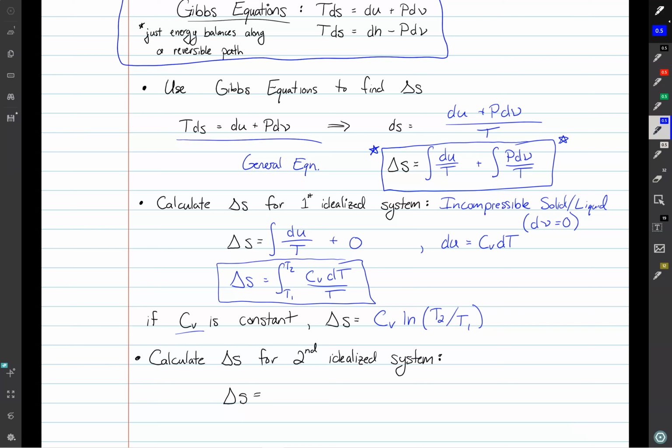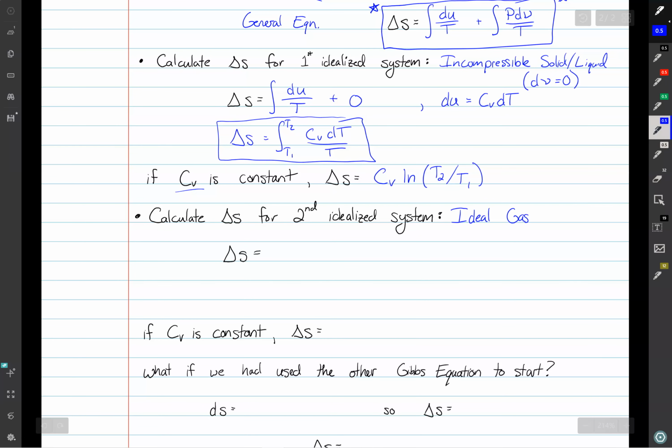So this is the more general equation in the box, the more specialized equation not in the box. That's one idealized system, an incompressible solid or liquid. The second one would be an ideal gas, right? An idealized version of a solid and liquid, now an idealized version of a gas. For a gas, pressure and volume does change, so we have to use the ideal gas law to be able to handle that.